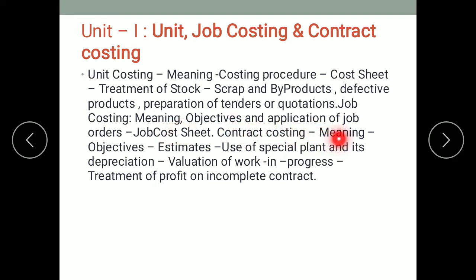And you have contract costing: the meaning, objectives, estimate, use of special plant and its depreciation, valuation of work in progress, treatment of profit on incomplete contract. In all these 3 concepts, contract costing is the most important one, I'd say. And we need to study everything, but focus more on contract costing.